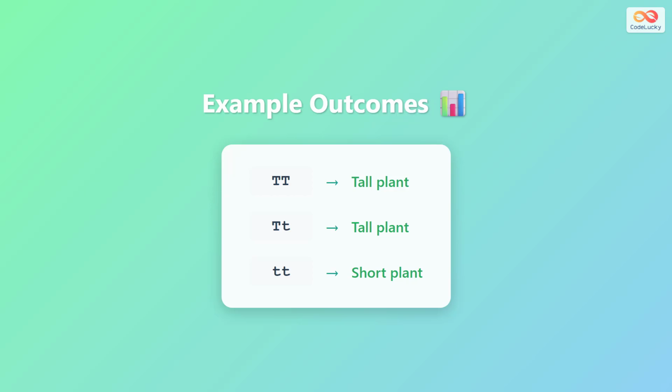Here's how the alleles for pea plant height work together. If a plant has two capital T alleles, written as capital T capital T, it will be tall. If it has one capital T and one lowercase t, written as capital T lowercase t, it will still be tall because the dominant allele masks the recessive one. Only if the plant has two lowercase t alleles, written as lowercase t lowercase t, will it be short. Notice that you need two copies of the recessive allele for the recessive trait to show.